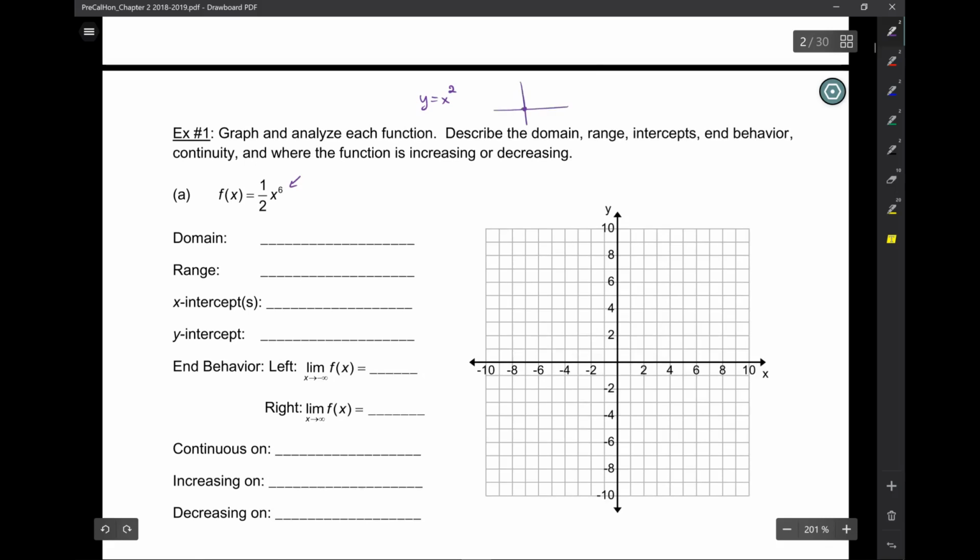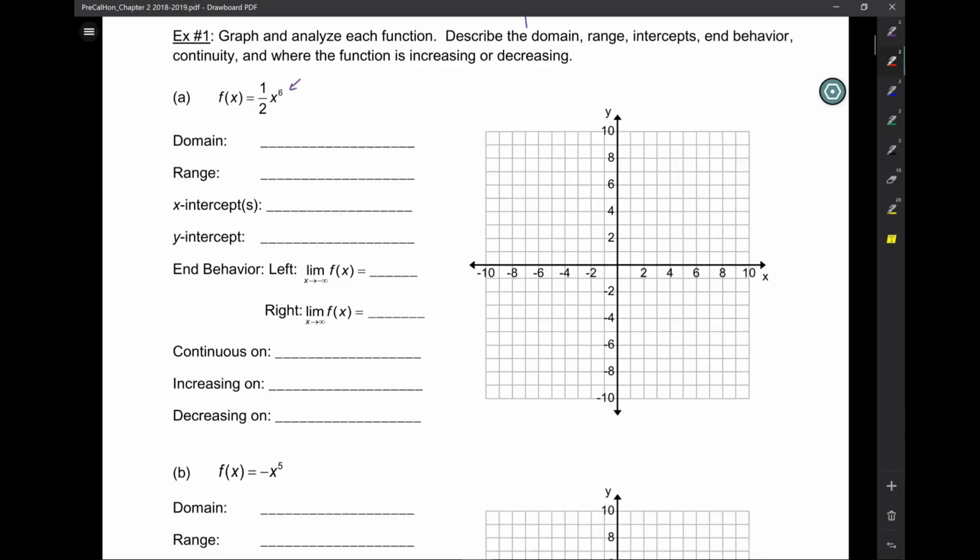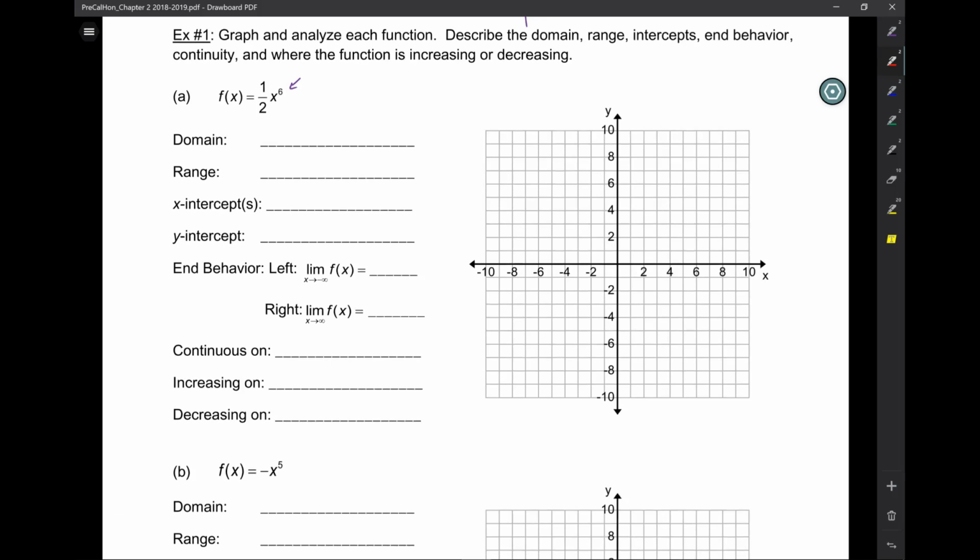If this is the vertex, if I go over 1 unit horizontally, how much do I go up? 1. And if I go over 2 units horizontally, how much do I go up? 4, right? Because it's the square. Well, here it'll be to the power of 6, right? So if I go over 1 unit, I go up 1 to the 6, disregarding the coefficient. And if I go over 2 units, I go up 2 to the 6, right? Now, let's do that, but factor in the coefficient as well.